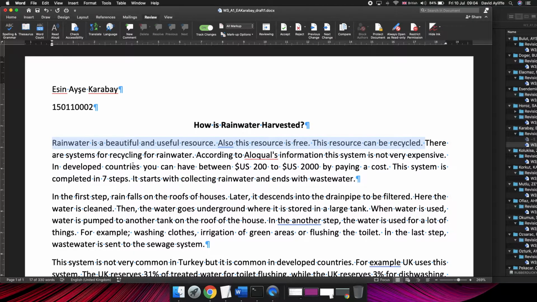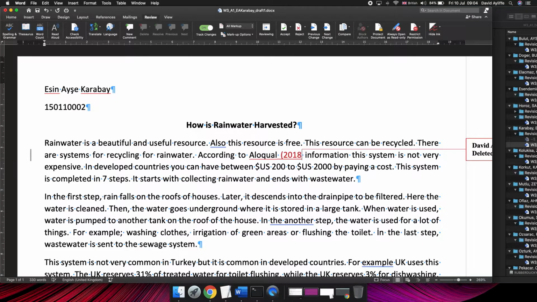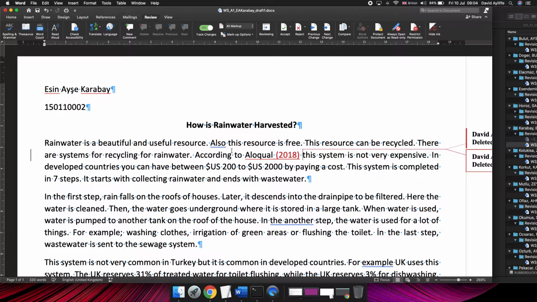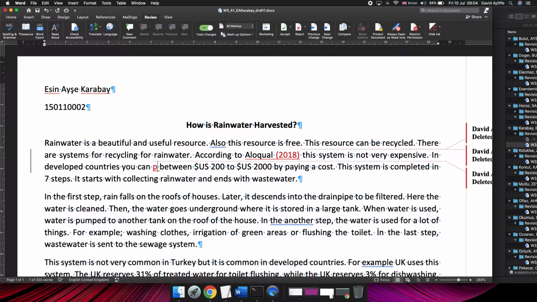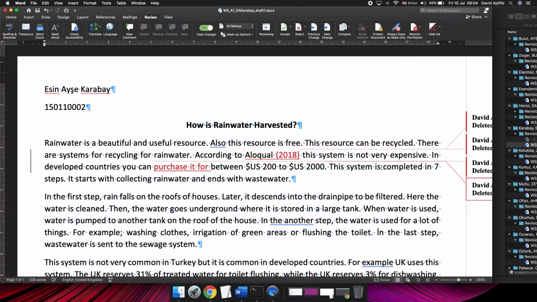There are systems for recycling rainwater. According to our call, this system is not very expensive. In developed countries, you can purchase it for between $200 to $2,000. This system is completed in 7 steps.